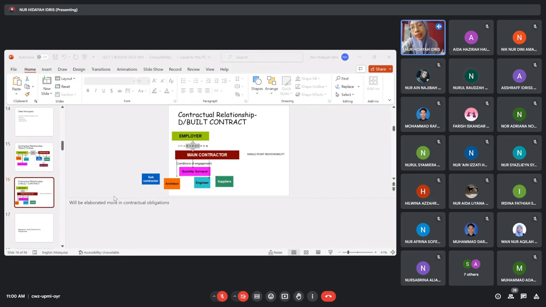Okay, name one boy to explain next. Idris. Okay, so in a traditional contract, the employer will instruct the consultants, and those consultants are going to accept or receive orders or instruction from the employer because they have direct relationship with the employer. So they're working on behalf of the employer. Okay, next.